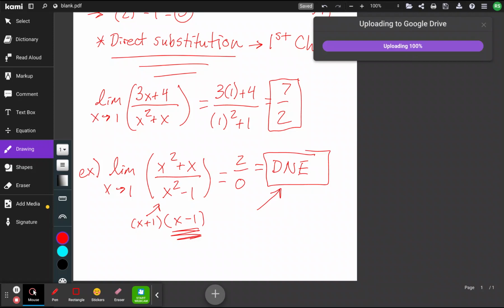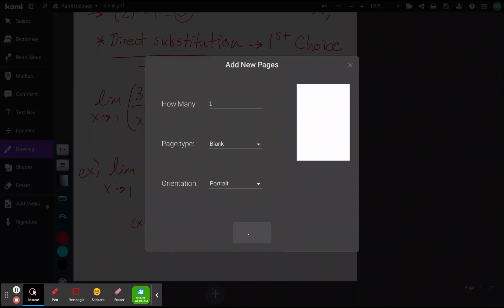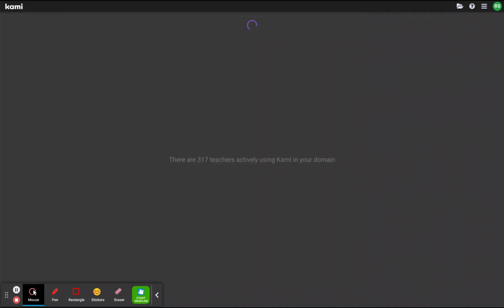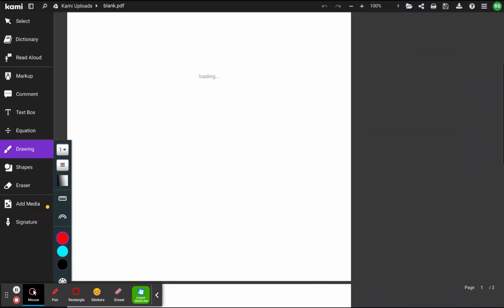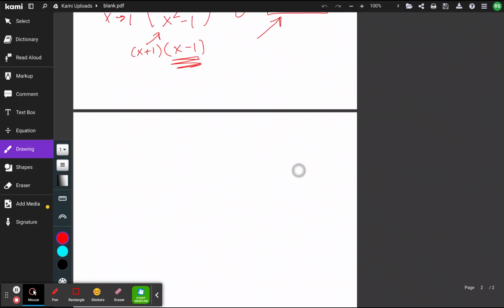So I'm going to add a page here to the notes, and we'll keep scrolling along. But just to sum things up right now, when you're finding limits algebraically, the first thing you want to do is always check to see if direct substitution reveals the limit for your function. Remember, if we got 0 over 2, that limit would be 0, but 2 divided by 0, we can't divide by 0, therefore the limit does not exist.